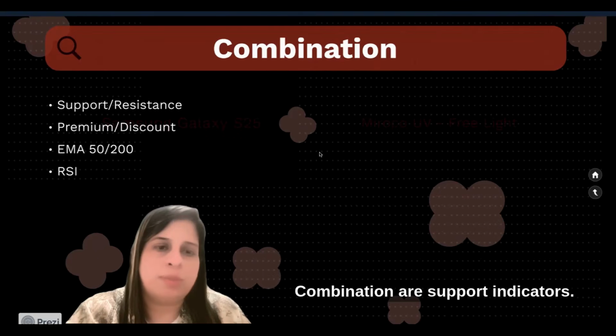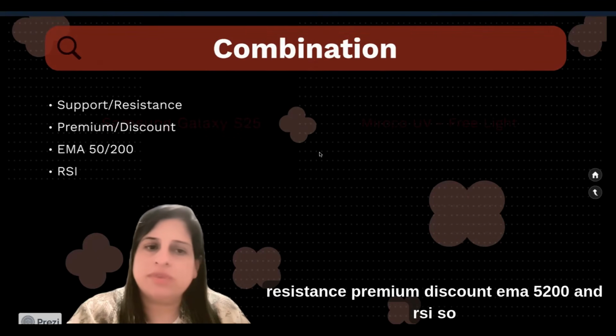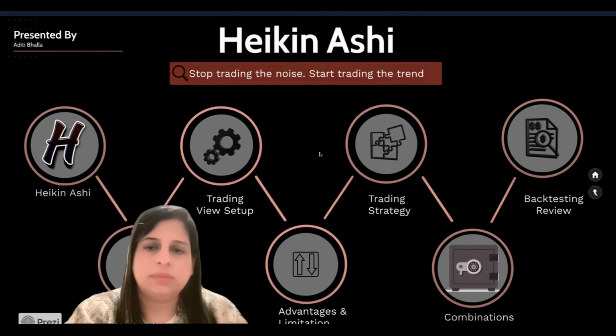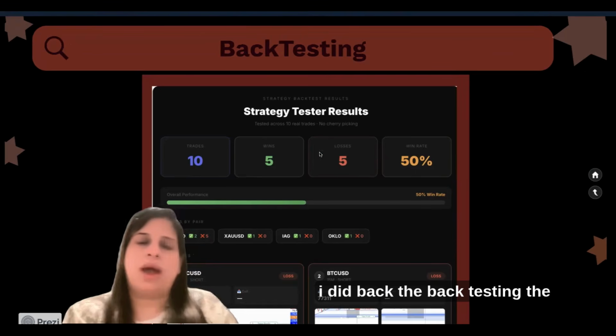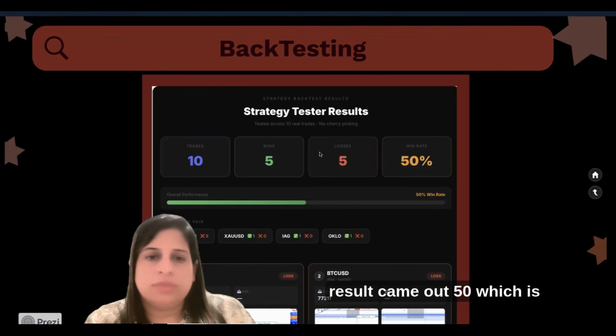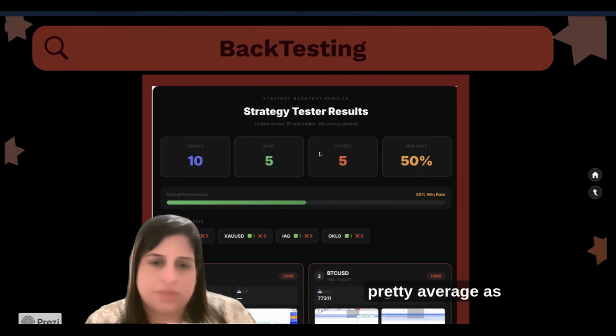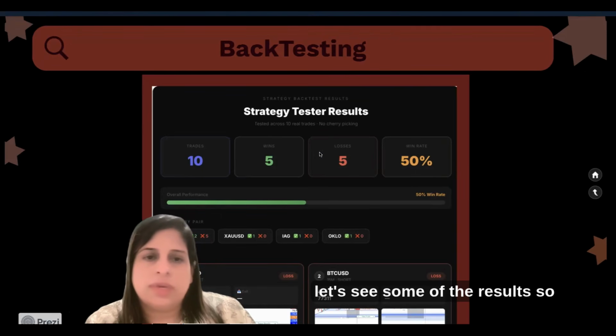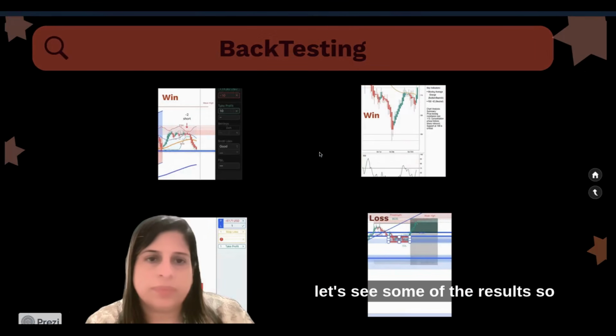Combinations are support and resistance, premium discount, EMA 5200, and RSI. So I did the backtesting. The result came out 50%, which is pretty average, as it is not suitable for intraday trading. You need to trade on the higher time frame. So let's see some of the results.